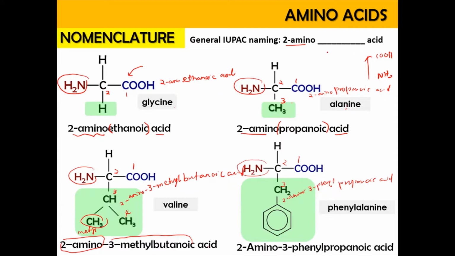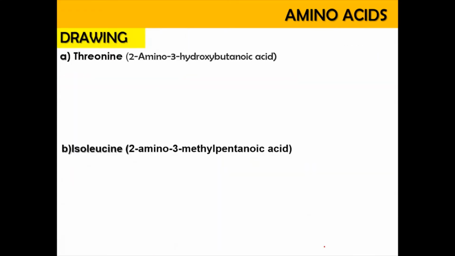Okay, so yes, it doesn't matter how long the carbon chain is going to be. You just follow the similar pattern where you have to find the longest carbon chain, name the substituent, and do the naming. All right. So now we're going to do the drawing. Sometimes the question gives you the common name, which is threonine, as well as the IUPAC name. So you need to be able to convert that into a drawn structure.